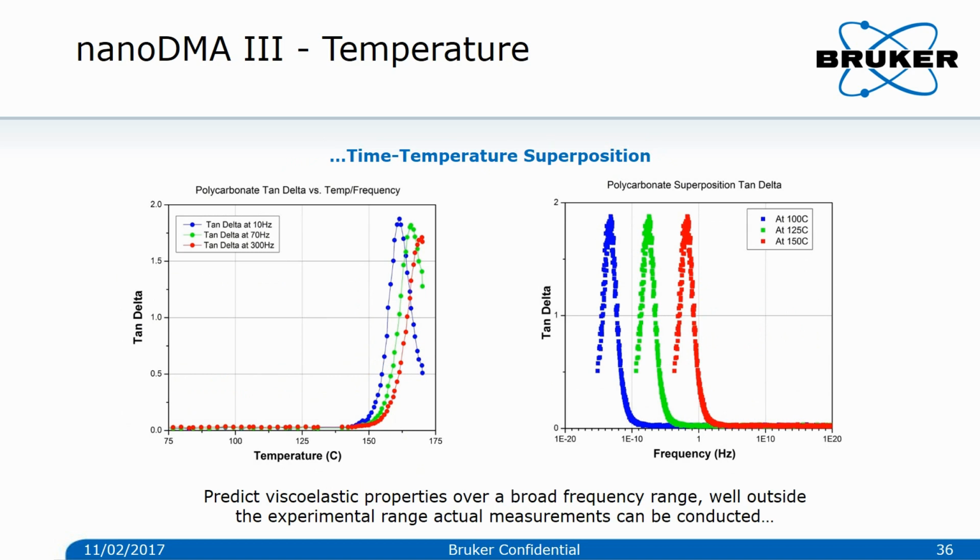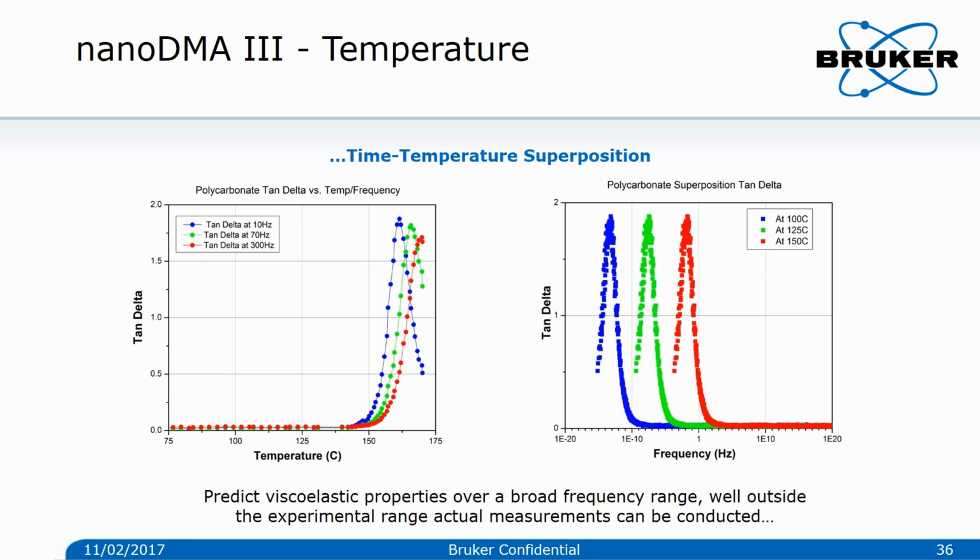The peak of tangent delta can be reached at different frequencies by changing the temperature. This plot is visible on the left-hand side. The tangent delta value at 10 Hz shows a lower temperature than for the tangent delta value at 300 Hz.